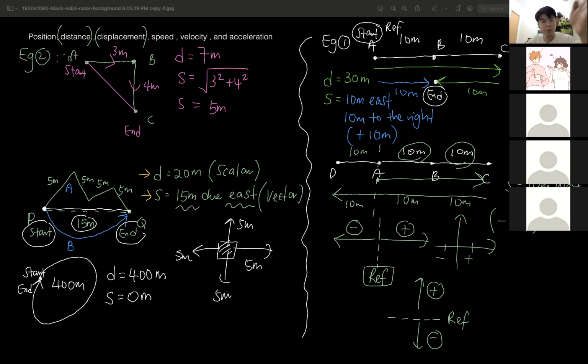Okay, that you can use positive or negative. But for this one, because you can turn left, right like this, it would be better if we use the compass direction. So north, south, west, east. And this direction would be the southeast. So 5 meters, and we use the compass direction, southeast, because it's two dimensional. So 5 meters southeast like this. That is my answer.